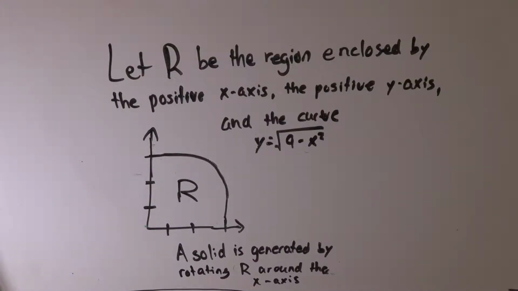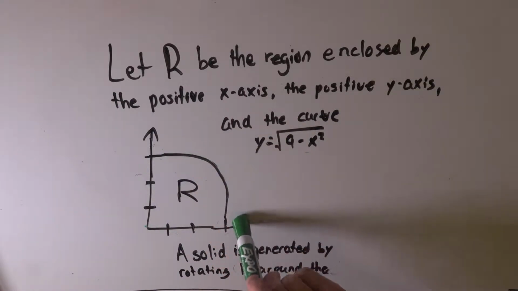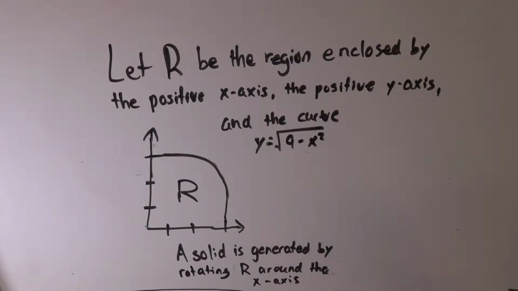Okay, so this is going to be our first practice problem. As you can see, they can be pretty simple. I took this one off of Khan Academy, so it's a good practice problem. But we're going to go ahead and start. So the question says, let R be the region enclosed by the positive x-axis and the positive y-axis, and the curve y equals the square root of 9 minus x squared.